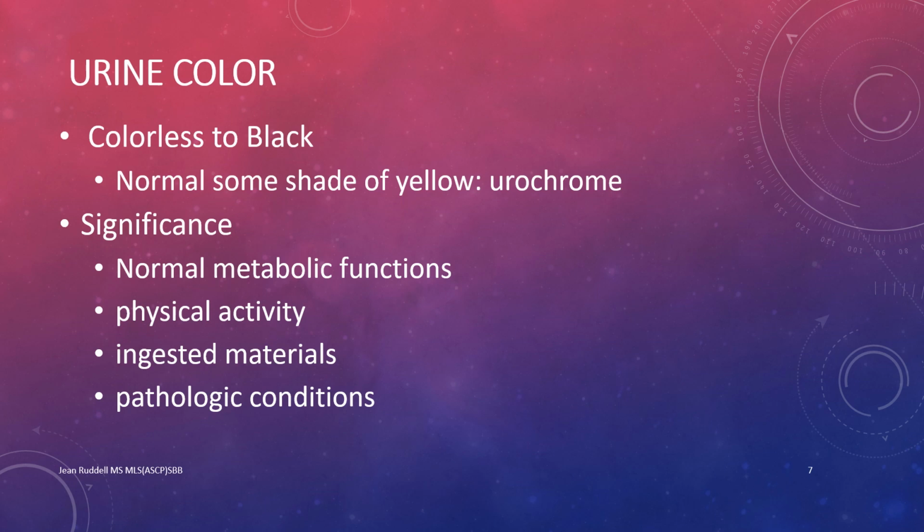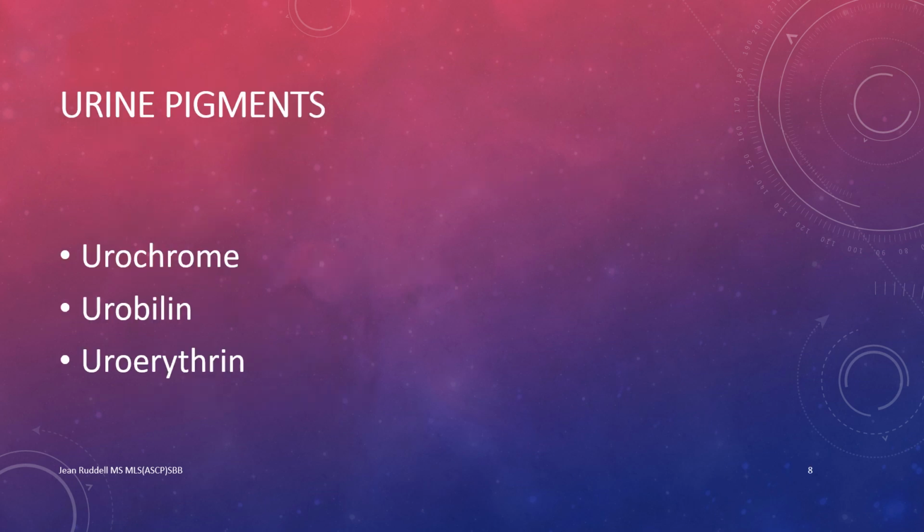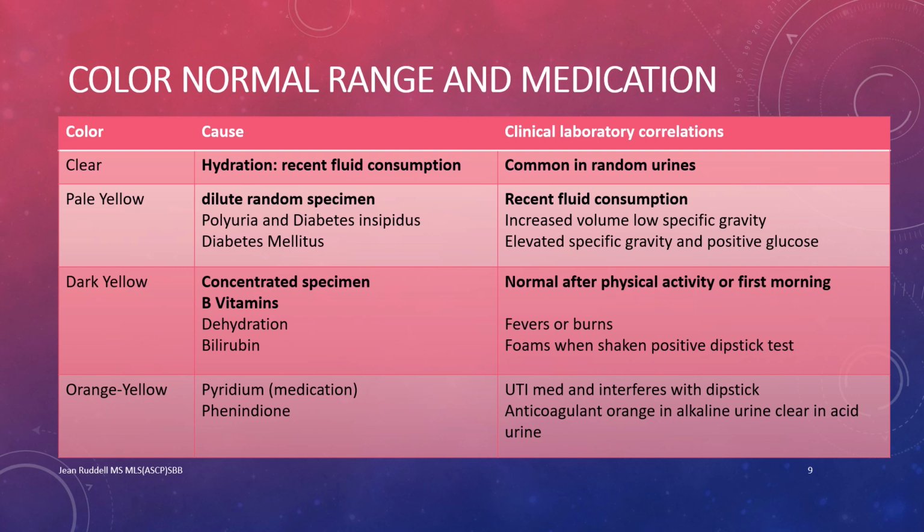Urine is normally some shade of yellow due to the pigment urochrome. The color can be affected by normal metabolic function, physical activity, ingested materials, and pathologic conditions. The yellow color of urine is caused by the presence of a pigment called urochrome. 2 other pigments that have less effect on the color are urobilin and uroerythrin. A normal urine can be clear to dark yellow.